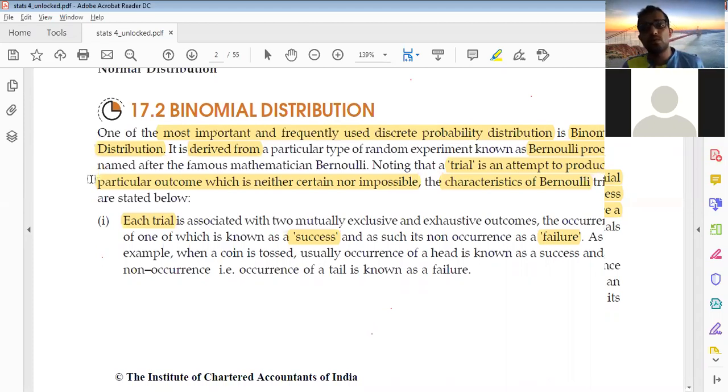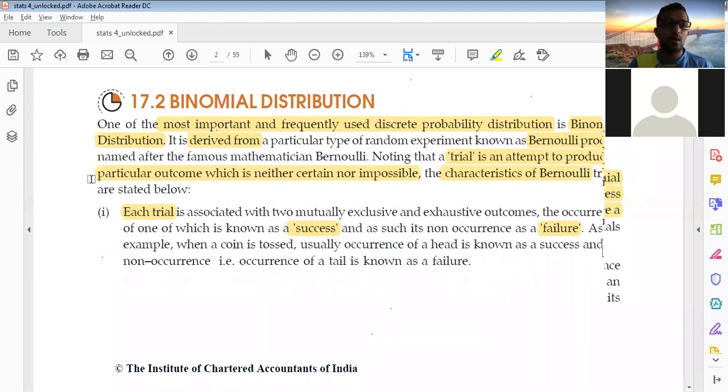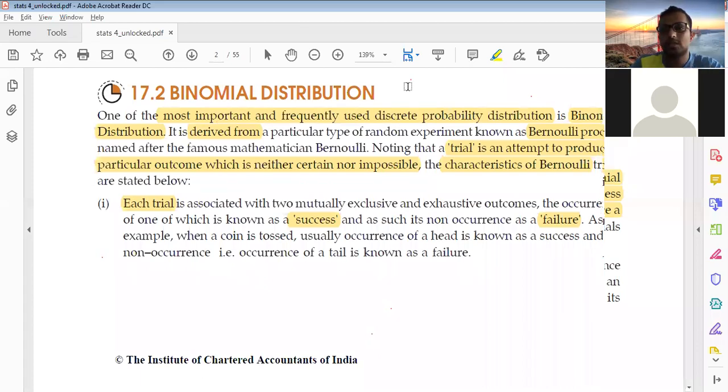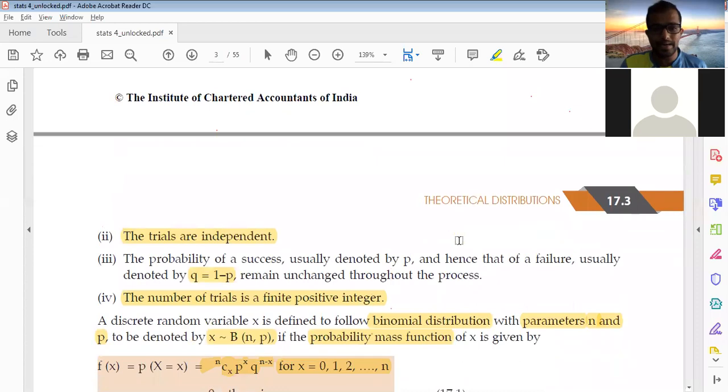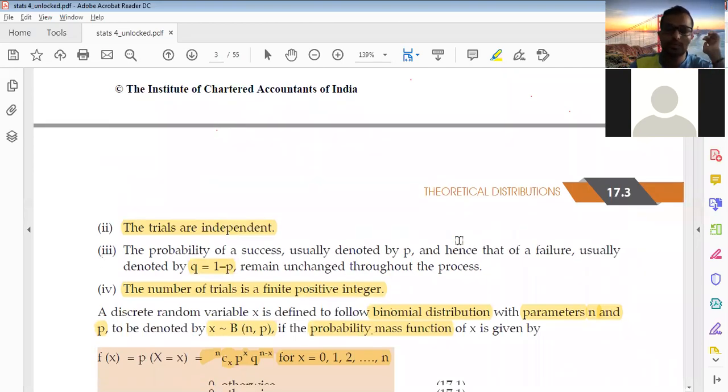And in this, we learned a new word called trial, which is an attempt for a particular outcome which is neither certain nor impossible. That means it can happen, but it is not sure of happening, nor do we say that it will never happen. So that is called a trial. And we saw that the characteristics of Bernoulli are mainly two. One is that each trial has only two outcomes, success and failure. And the other is that the trials are independent and finite in number, a positive integer. And we saw what P and Q were. P is probability, Q is 1 minus probability.